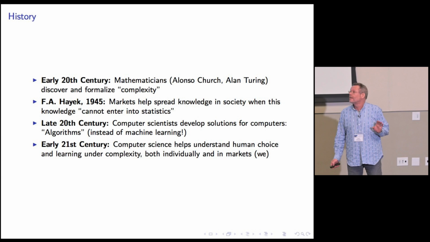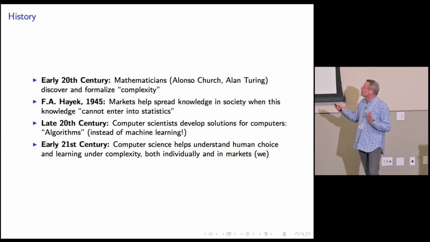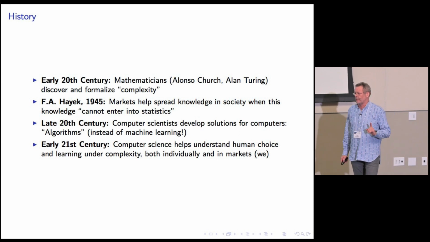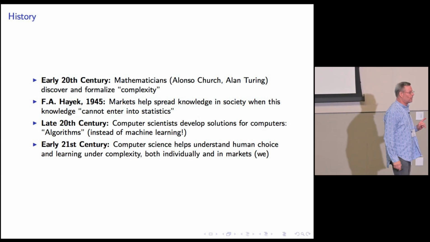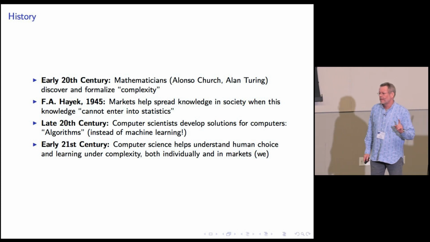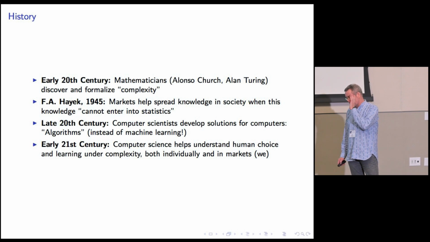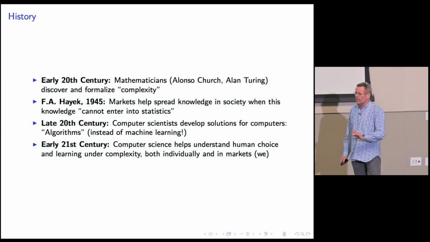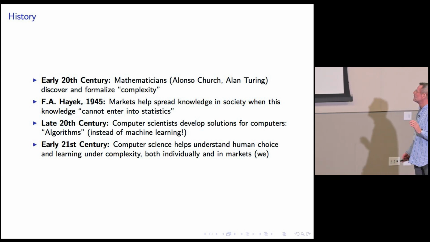A little history. In the early 20th century, mathematicians like Alonzo Church and Alan Turing discovered complexity. Hilbert, you all know Hilbert spaces, right? The basis of mathematical finance and of quantum computing. Hilbert claimed that everything you can write down in an equation can be solved. And then Alan Turing said that's not right.